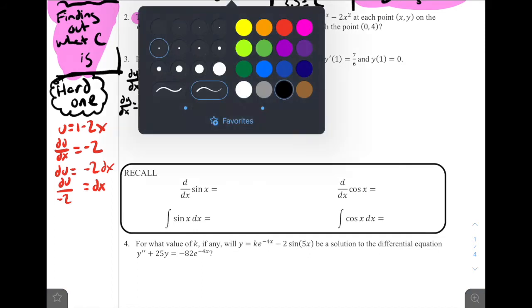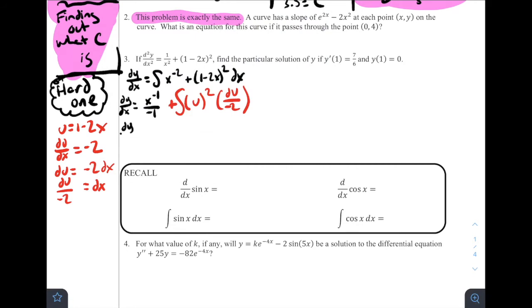So ultimately, when we do that, we're going to end up with dy over dx is equal to that x to the negative 1 over negative 1 plus negative 1/2. Again, that's coming from this constant here. We've essentially got a 1 over negative 2. That's the same thing as negative 1/2. And then the antiderivative of this is going to be equal to (1 minus 2x) to the third. That's our u to the third divided by 3. And then we've got our plus c here for this.